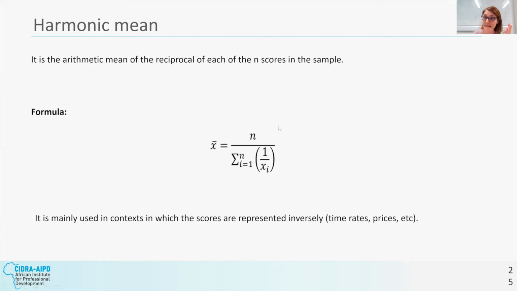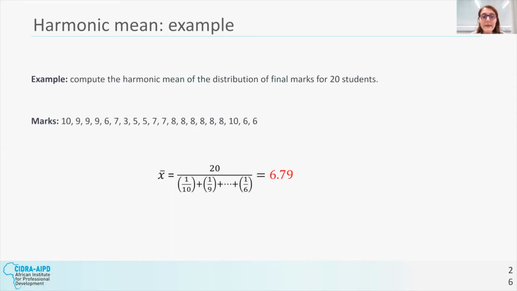Let's apply this to our usual example of the math scores, even though also in this case it wouldn't be the most appropriate mean to apply. So we are going to put 20, which is our total number of observations, at the numerator, and then we are going to put the inverse of the marks at the denominator and sum them. So we will see that our harmonic mean is 6.79.